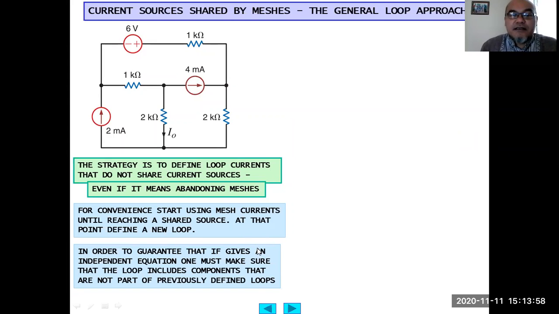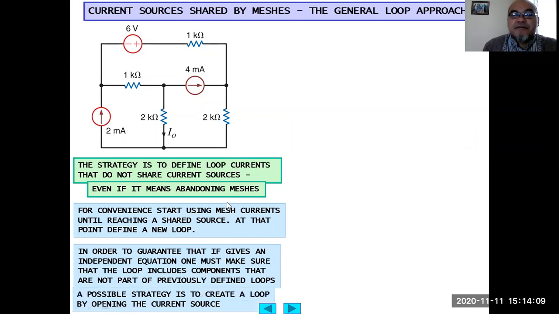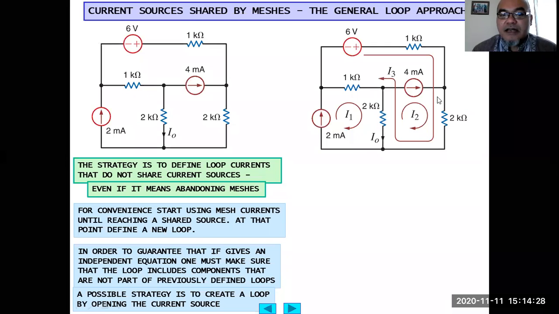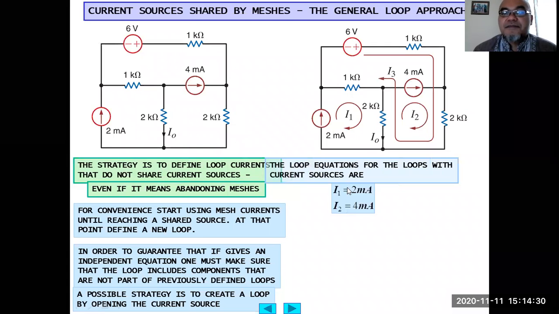To guarantee that it gives an independent equation, one must make sure that the loop includes components that are not part of previously defined loops. A possible strategy is to create a loop by opening the current source branch, for example, here the shared current source. So here we have I1, and we have I2 here and I3 here, and the supermesh or loop approach will be engulfing this shared current source.